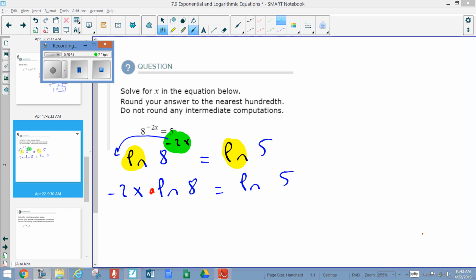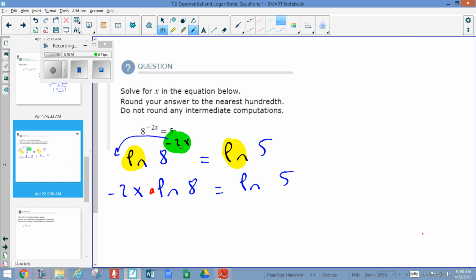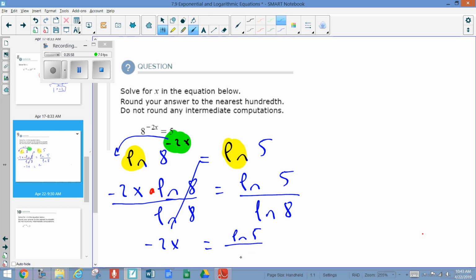Okay, one more time. I add ln to both hand sides first. The ln's are here. And then I apply the power property. Exponent goes to the front as a product here. And I'm going to divide both hand sides by what? ln 8. ln 8, because I'm solving for x. Negative 2x is equal to ln 5 over ln 8. Put this into your calculator.